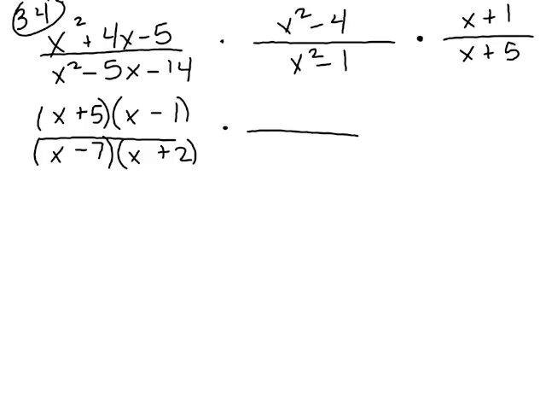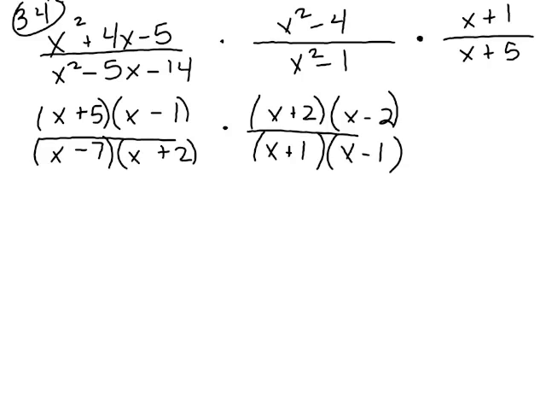Then I've got some perfect squares over here. Those will factor down, x plus 2 and an x minus 2 on top. And then on the bottom, x plus 1 and an x minus 1. And last step, those are as simple as they go. X plus 1, x plus 5. Okay, let's look through and see where we can cancel.